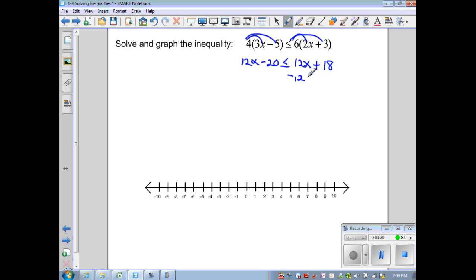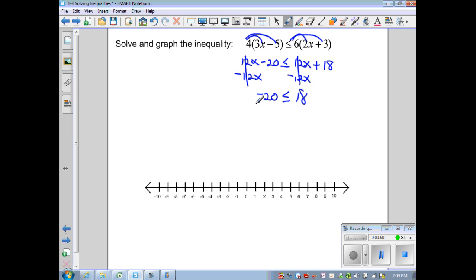Let's get our variable terms on the same side. Subtract 12x on both sides. That leaves me 0 on the right, and 12x minus 12x on the left gives me 0 there, leaving me a negative 20 is less than or equal to 18. Notice our variables dropped out.